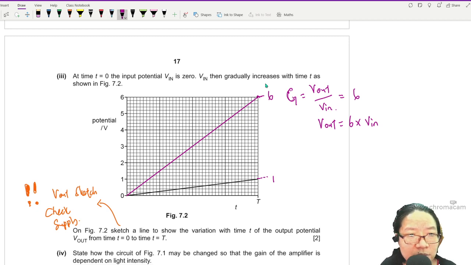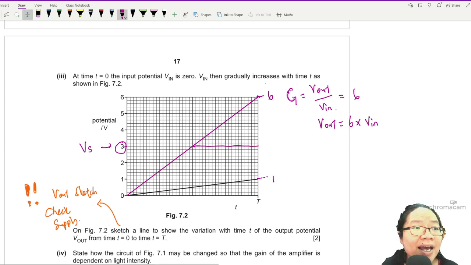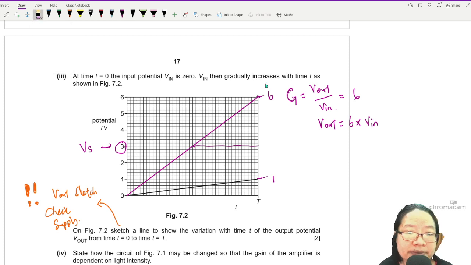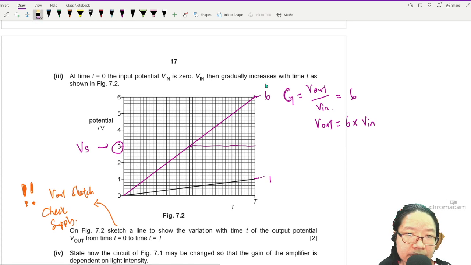If the most that we can get is 3, here is your VS, your supply, then this is where the graph stops. So here from 3 onwards, you draw a straight line. It is supposed to be 6, but unfortunately, I can only give you 3. And this part here will not be there. I mean, if you want to, you can draw a dotted line.